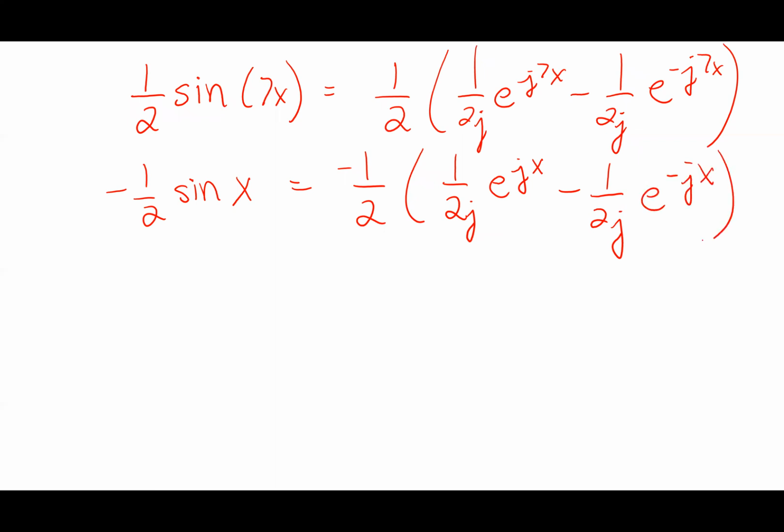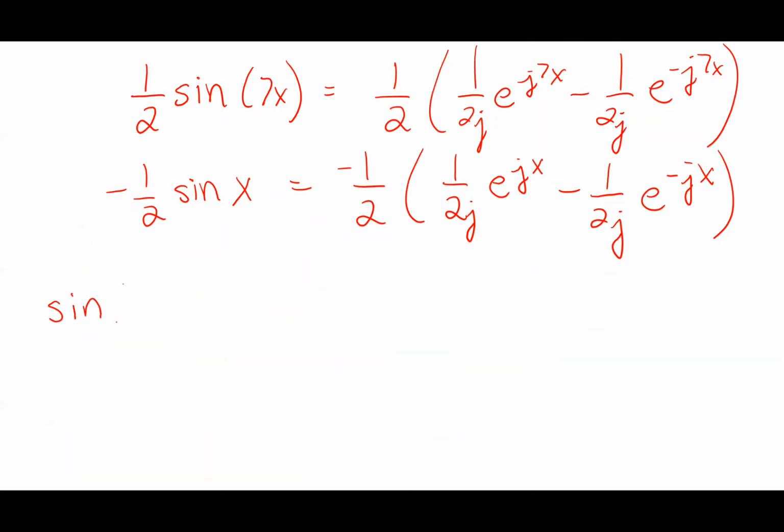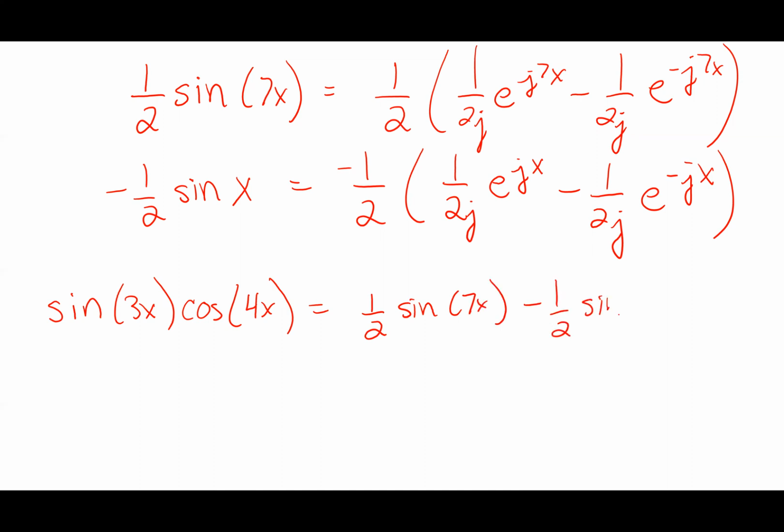So when I put those two guys together, what did I start with? Sine of 3x cosine 4x becomes 1/2 sine of 7x minus 1/2 sine of x.